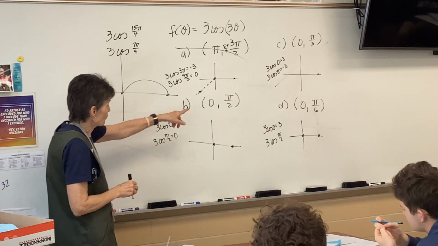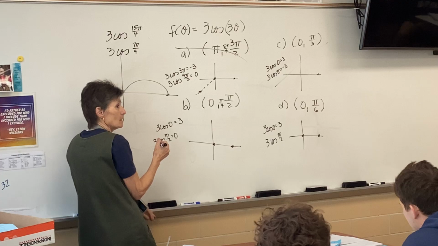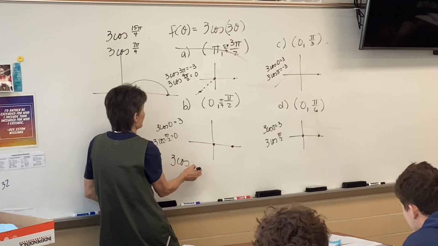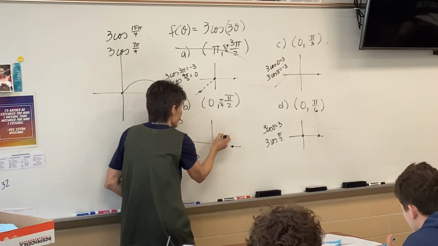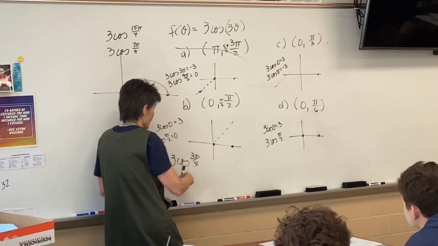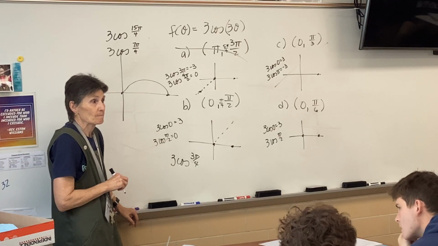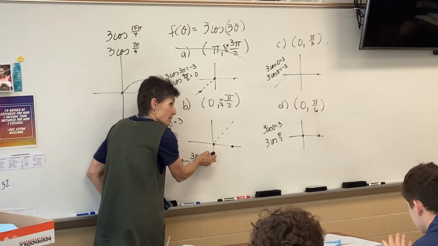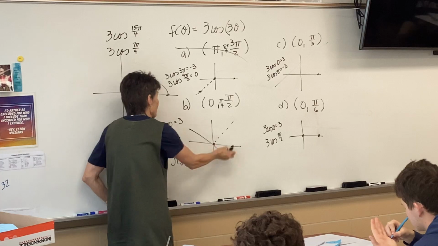All right, now I'm gonna try here. I'm gonna put in pi over 4. Now pay attention, guys. So I'm plugging in pi over 4. So I have 3 cosine 3 pi over 4. But the number I plugged in is pi over 4, so it should be plotted here. That's pi over 4. Tell me about the cosine of 3 pi over 4. It's negative. So it wouldn't be plotted up here, it would actually be plotted down here, which is not where I want it to be plotted.